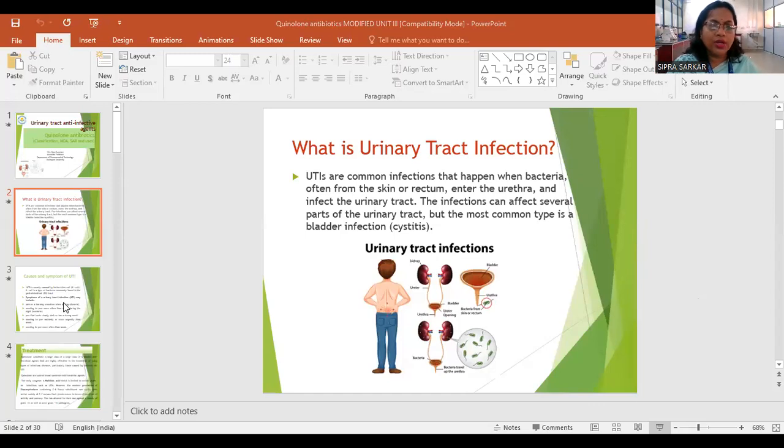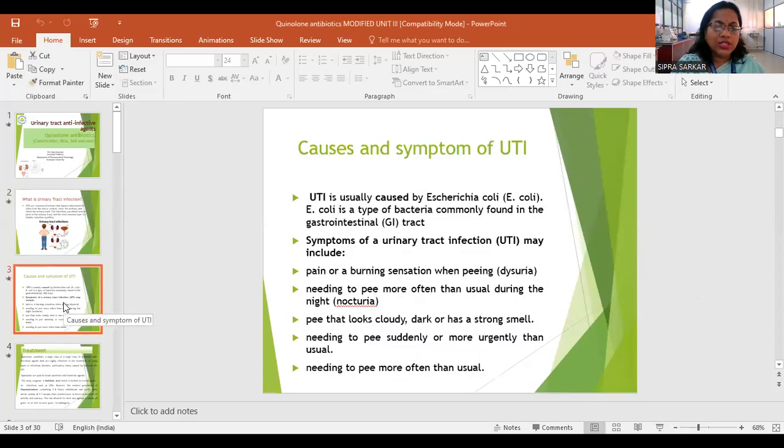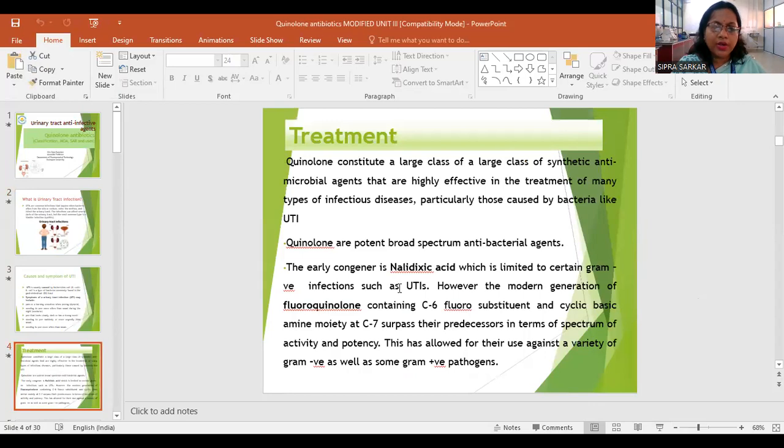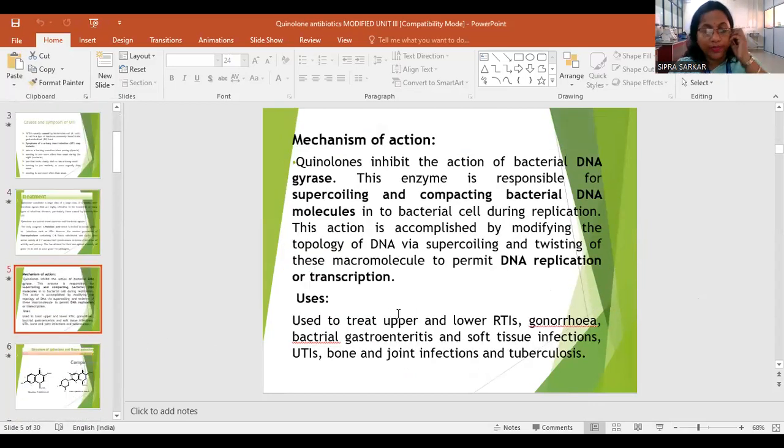Next, we are going to causes and symptoms, which are already discussed, and treatment, where nalidixic acid is the drug. Then the mechanism of action. Quinolones inhibit the action of bacterial DNA gyrase, the enzyme present for DNA synthesis. So what role does that enzyme play? That enzyme is responsible for supercoiling and compacting the bacterial DNA molecules into the bacterial cell during replication.